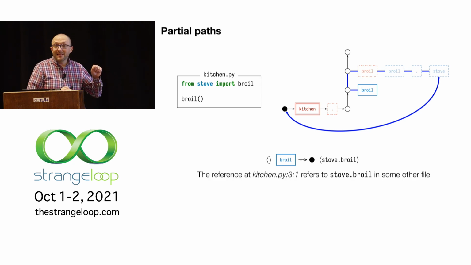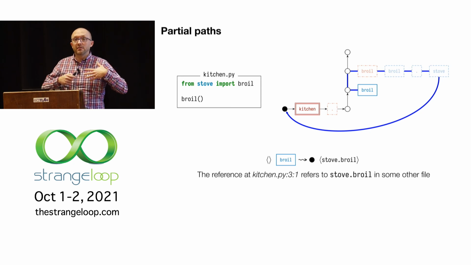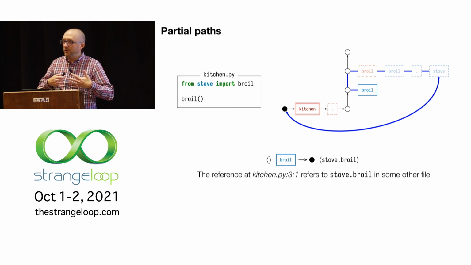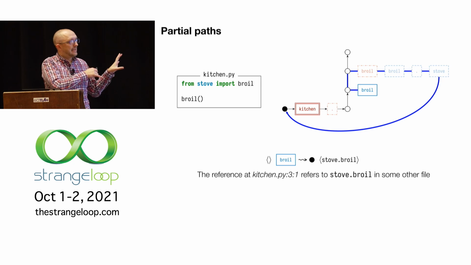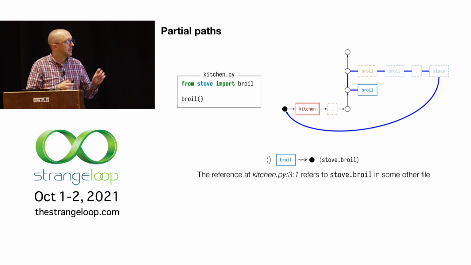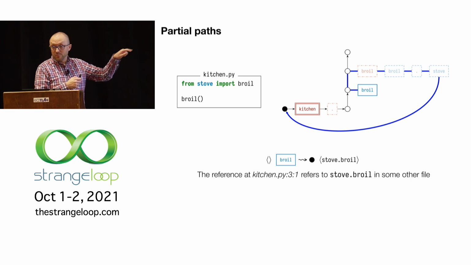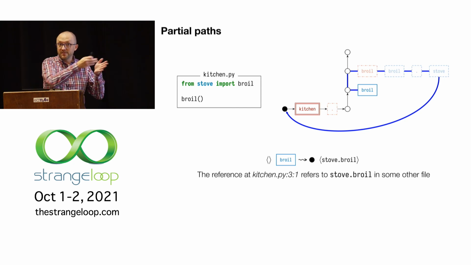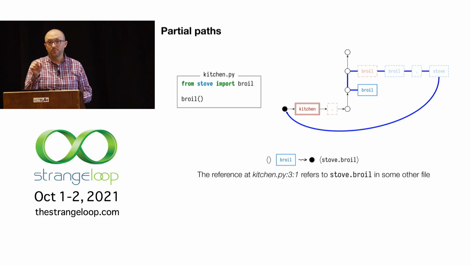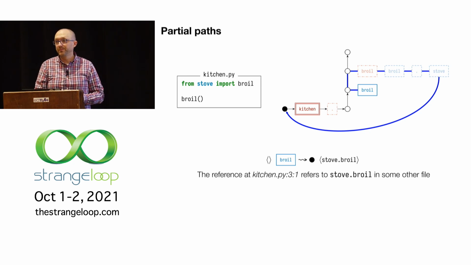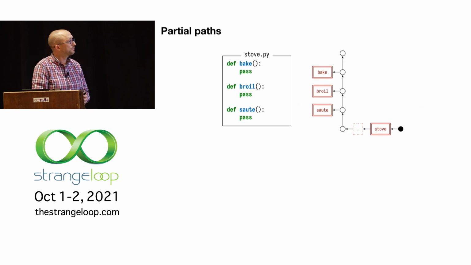And what's really nice is that this is a rigorous data encoding of that English language fact that we talked about before. So the reference, that's the blue node, refers to stove.broil. The stove.broil part is encoded in the postcondition. In some other file, that's encoded in the fact that the end node is the root node, because that's how you move from one file to another. So this partial path is an encoding of that English language fact that we talked about before.